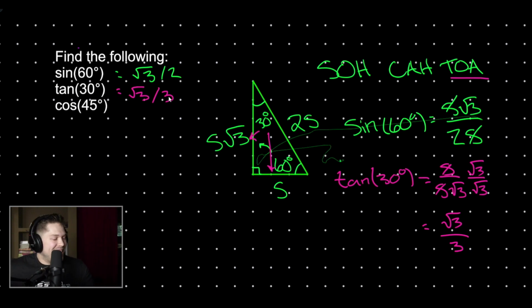Excellent, excellent. Now, lastly, we want cosine of 45 degrees. So we're going to have to draw our second special right triangle. Let's go ahead and sketch it. So here's another right triangle.